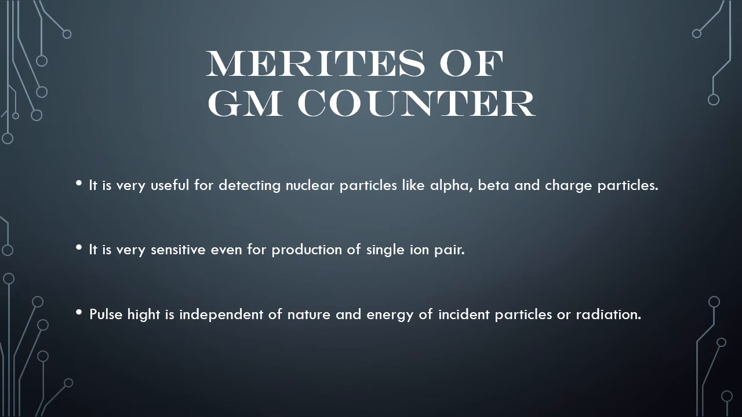Merits of GM counter. Number 1 point. It is very useful for detecting nuclear particles like alpha, beta and charged particles. Number 2 point. It is very sensitive even for production of a single ion pair. Number 3 point. Pulse height is independent of the nature and energy of incident particles or radiation.